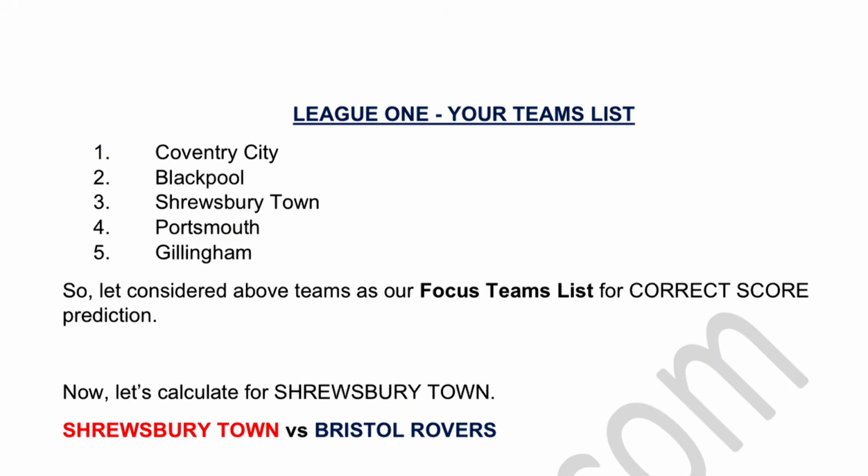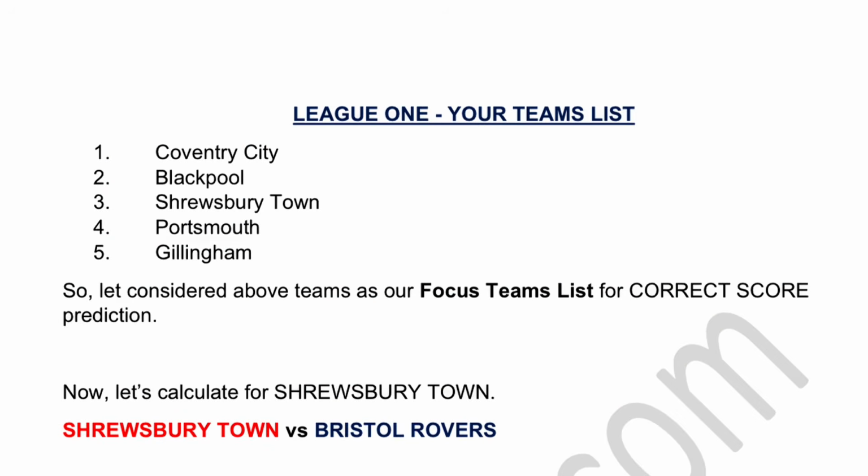In England League 1, we have Coventry City, Blackpool, Shrewsbury Town, Portsmouth, and Gillingham. These 5 teams normally play under goal market. Now let's use 2 of them to work out the calculation for correct score. So right away, let's calculate for Shrewsbury Town versus Bristol Rovers. These are the 2 teams whose correct score we are going to calculate in this video, and you are going to use this same calculation in any league or any team.